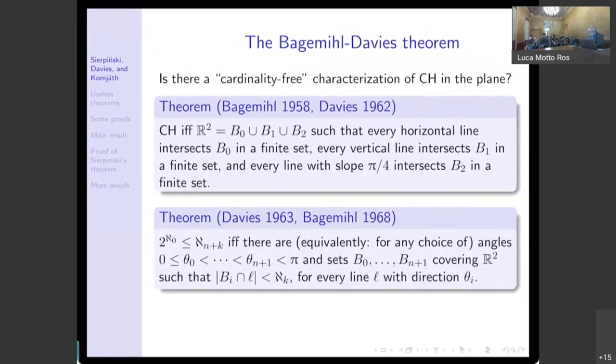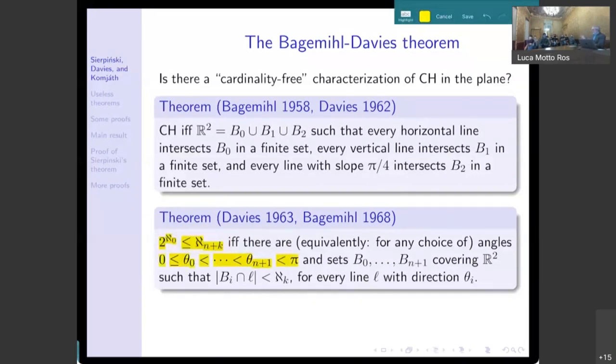But Davies in 1963, and Bagemihl building on that in 68, generalized this to all other sizes of the continuum, less than aleph omega, of course. The continuum is at most aleph n plus k if and only if there are sets appearing for any choice of angles.